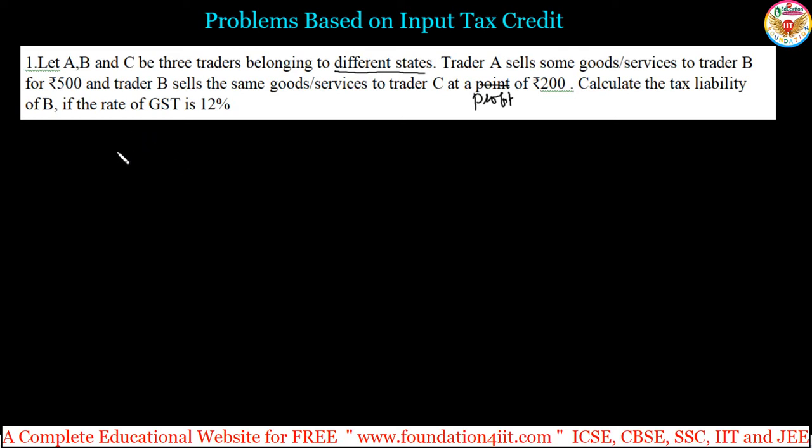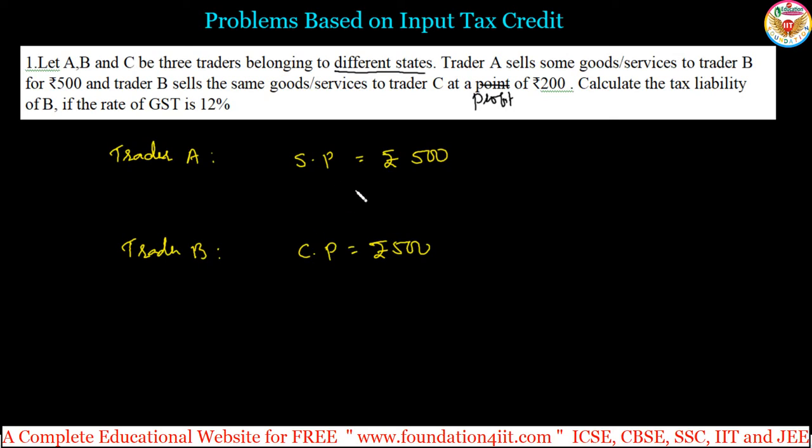So first trader A. When you come to this trader A, selling price is equal to rupees 500. This is 500 because A sells some goods to B for 500. So A's selling price is nothing but B's cost price. So when you come to trader B, trader B's cost price is the same rupees 500, because A sold to B. A's selling price is 500. So on this selling price, let us find out the integrated GST.